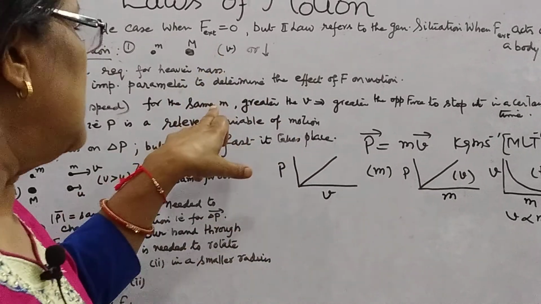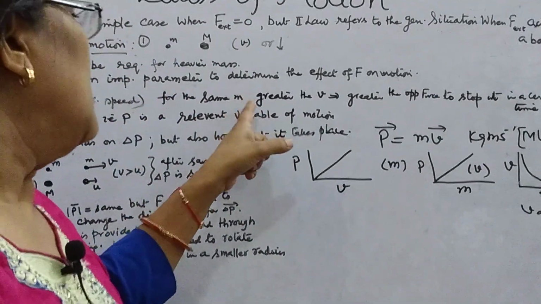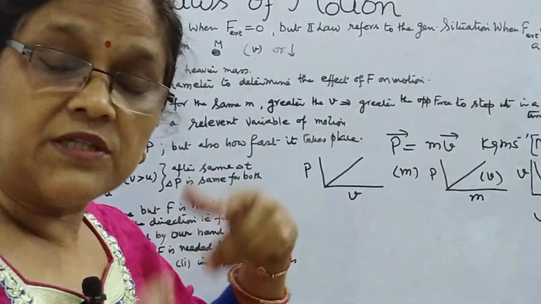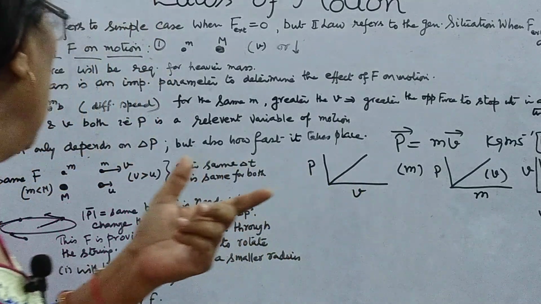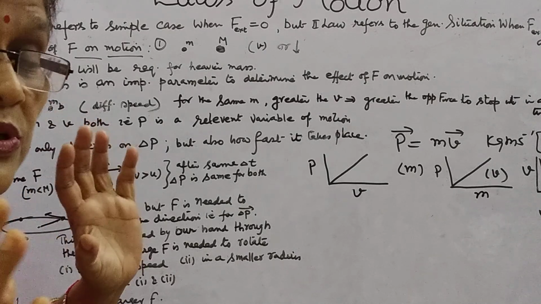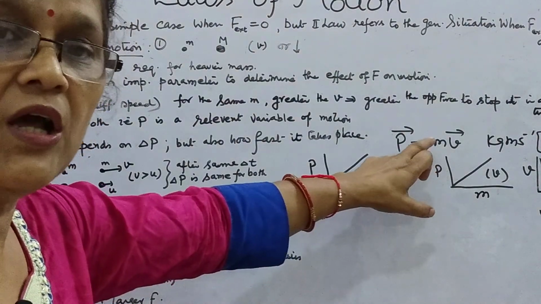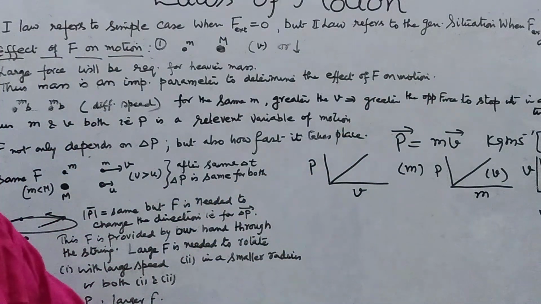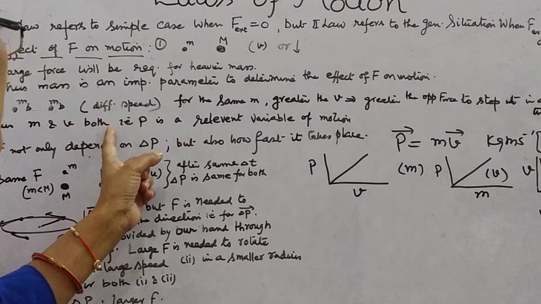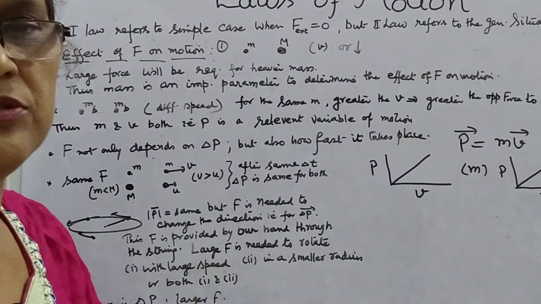So, for the same masses we can see the effect of force on the motion: the greater the velocity, the greater the force required to stop it in a certain time. In this way we can say that mass and velocity both matter. What is momentum? The product of mass and velocity of an object. How is momentum defined? The product of mass and velocity of an object. Then mass and velocity both, that is momentum, is a relevant variable of motion.